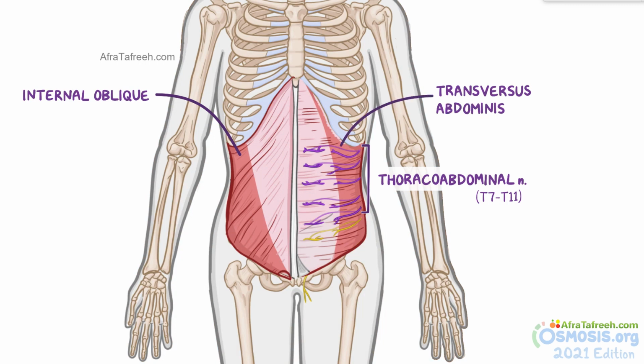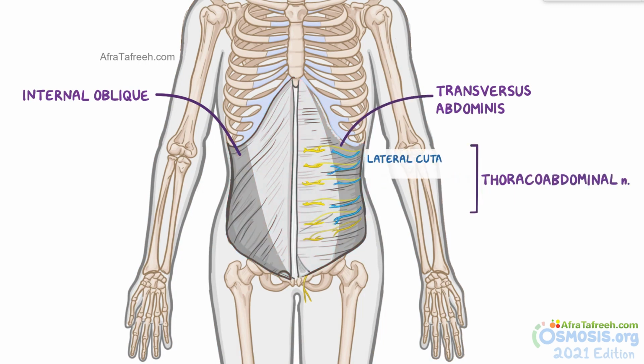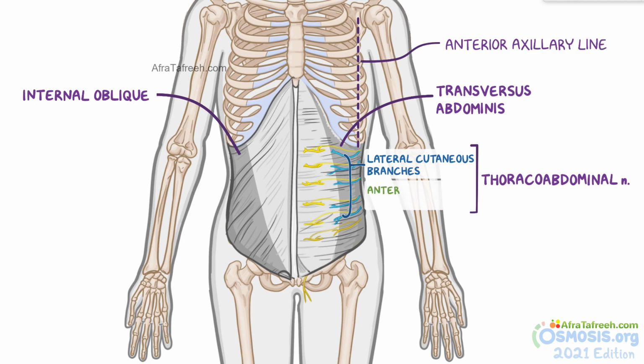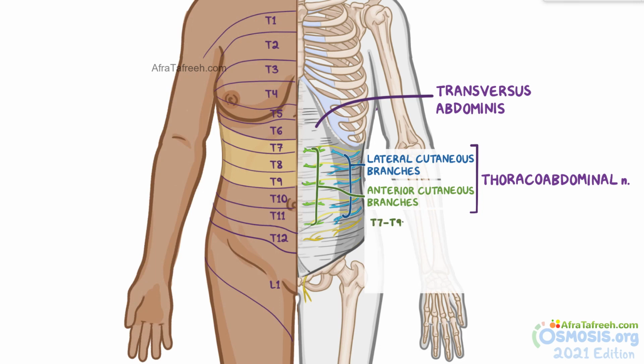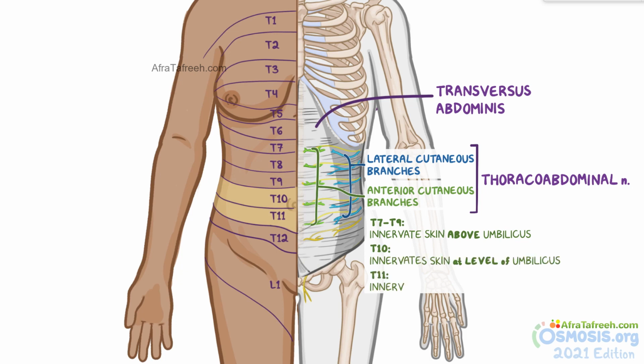Some of the thoracoabdominal nerves then branch into the lateral and anterior cutaneous branches, which emerge anywhere between T7 and T11. More specifically, the lateral cutaneous branches enter the subcutaneous tissue along the anterior axillary line, in comparison to the anterior cutaneous branches, which enter the subcutaneous tissue closer to the median plane, or midline of the body. The anterior cutaneous branches of T7 to T9 innervate the skin above the umbilicus. T10 supplies the skin at the level of the umbilicus, and T11 innervates a portion of the skin below the umbilicus.